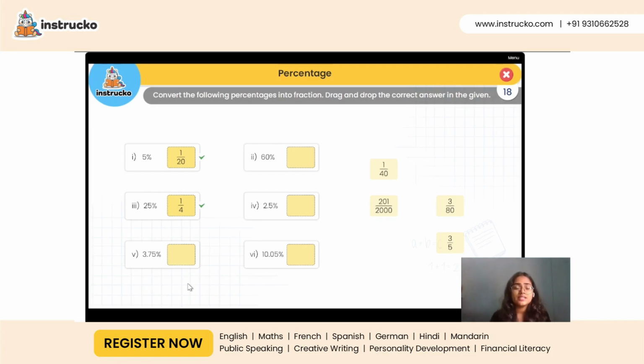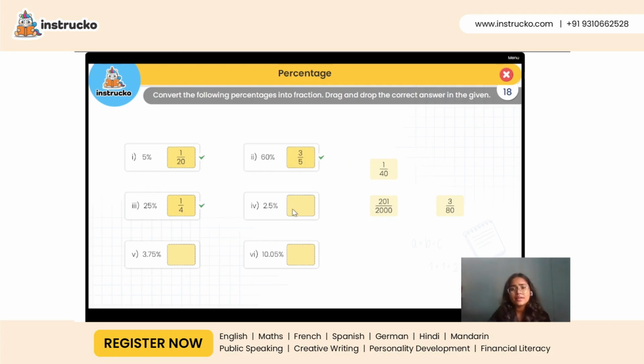3.75% basically means 3.75. Okay, sorry. Let's do the second one. 60%. 60% basically means 60 divided by 100. Which one is it? Which one do you want to go with? Do you want to go with 1 by 40, 3 by 80, 3 by 5? Let's try 3 by 5 once. And that is the right answer.